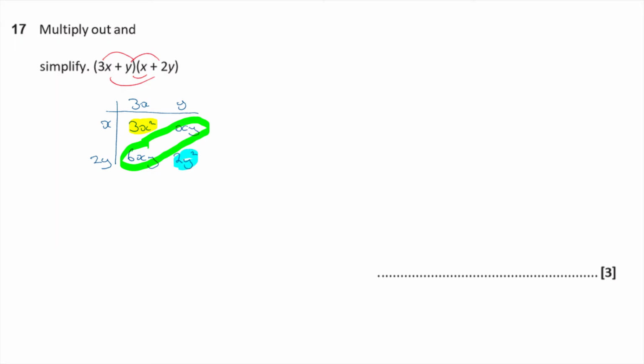So my final answer is going to be my single term in x, 3x squared. Now I'm going to have to combine these two together. I'm going to have to add them together. So what's 6xy plus xy? That is 7xy. And then I've got my 2y squared on the end, so plus 2y squared. So 3x squared plus 7xy plus 2y squared.